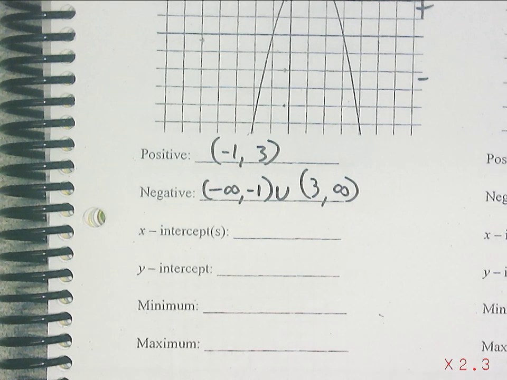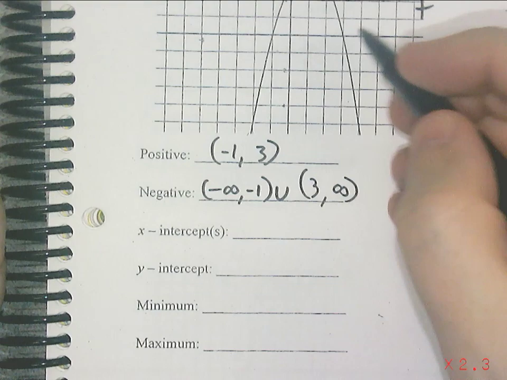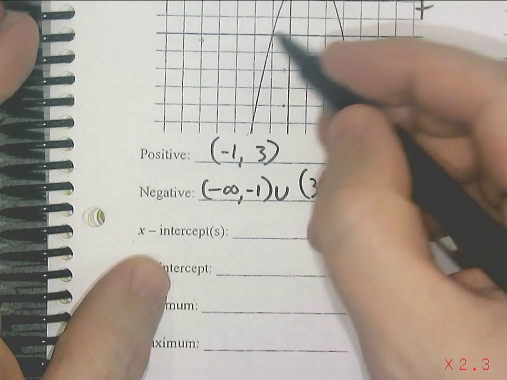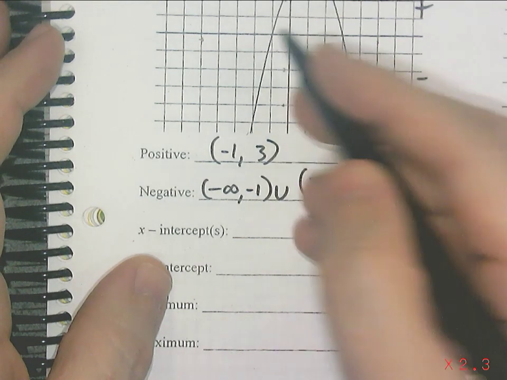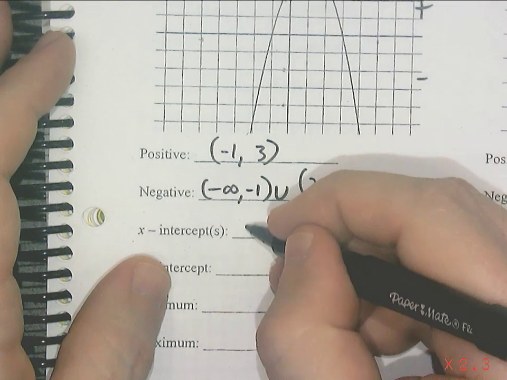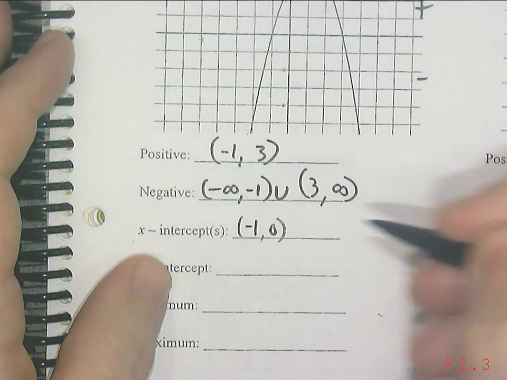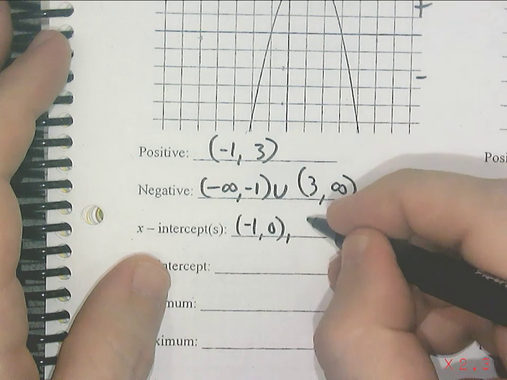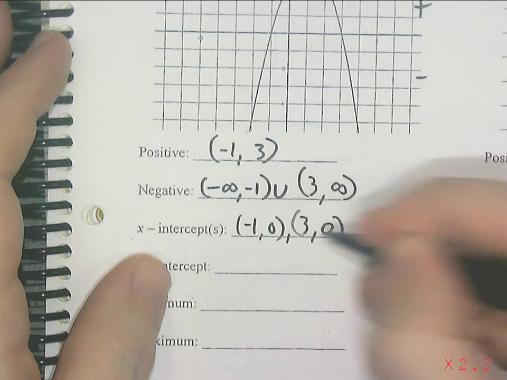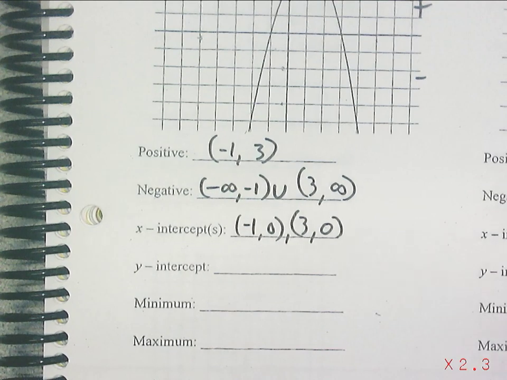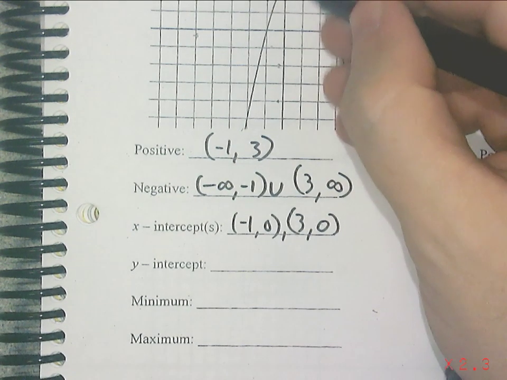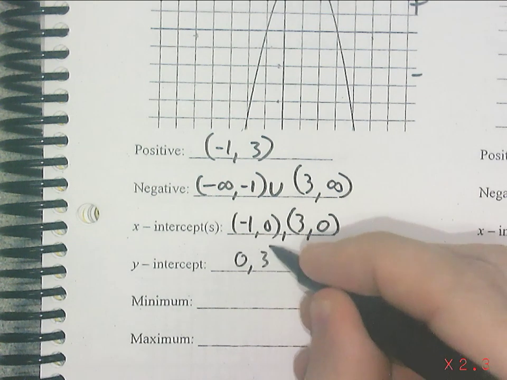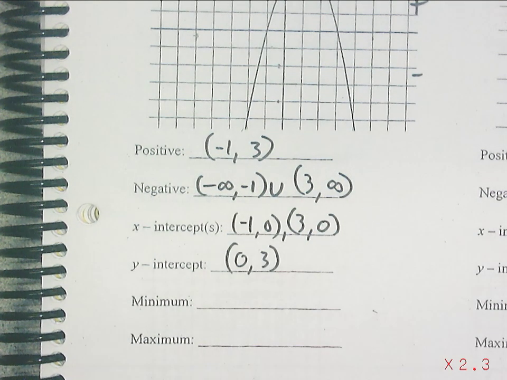Now x-intercepts, these are the points, the ordered pairs, where your line is intersecting the x-axis. So this one is intercepting at -1, and the ordered pair would be (-1, 0). And I don't have to put a union here because these are just ordered pairs. I could put a comma if I wanted to. And then the other one would be (3, 0). Okay? And that would be your x-intercepts. Y-intercepts are where it's crossing the y-axis. Looks like it's crossing right here, +3 on the y-axis. So it would be (0, 3). And that's the only y-intercept there is.